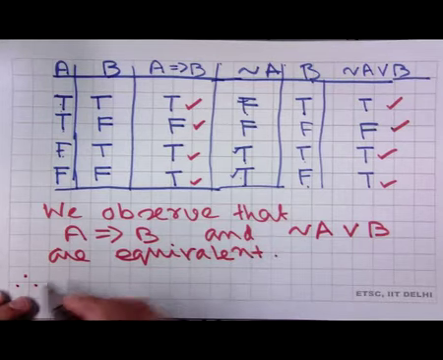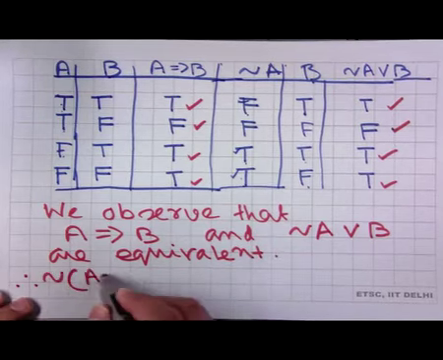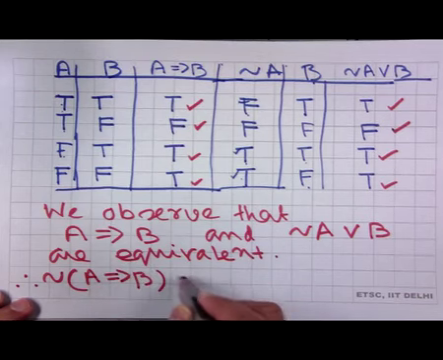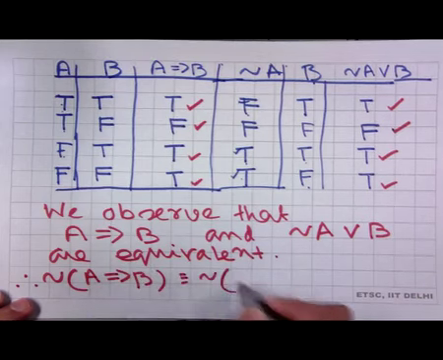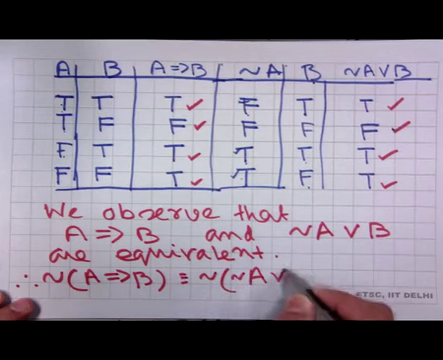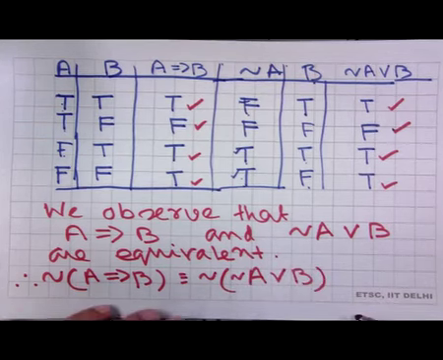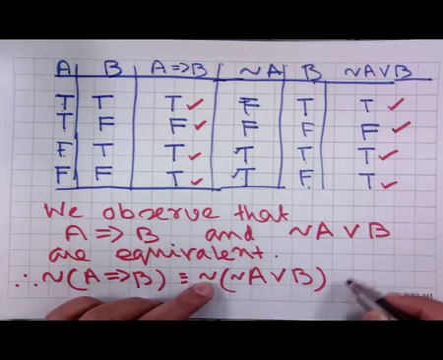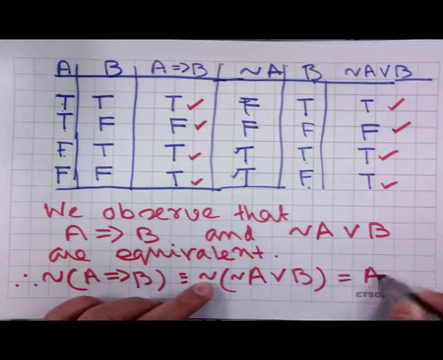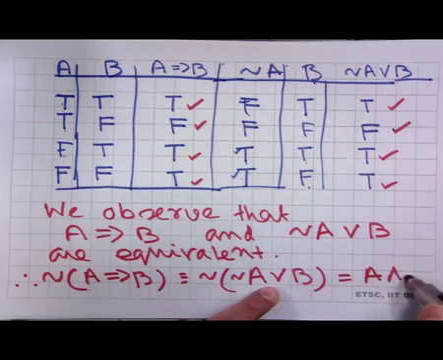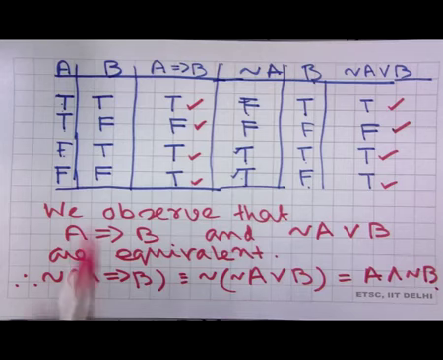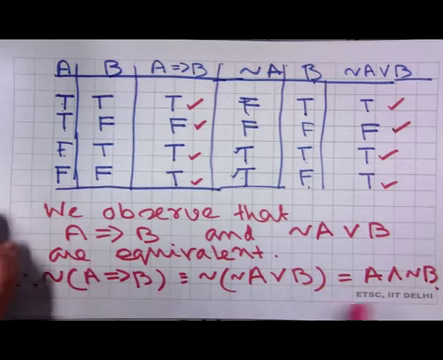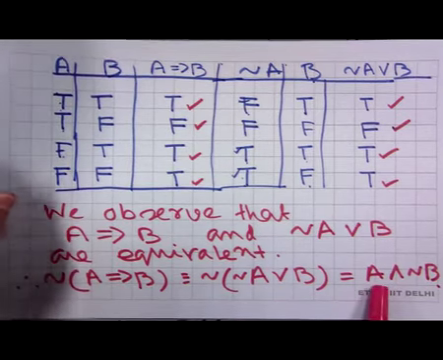Therefore, negation of A implies B is same as negation of not A or B, and this we can write as we have done in the last class, the De Morgan's rule. It is not of not A, which is A, and not B, right. Therefore, negation of A implies B, we can write it as A and not B.